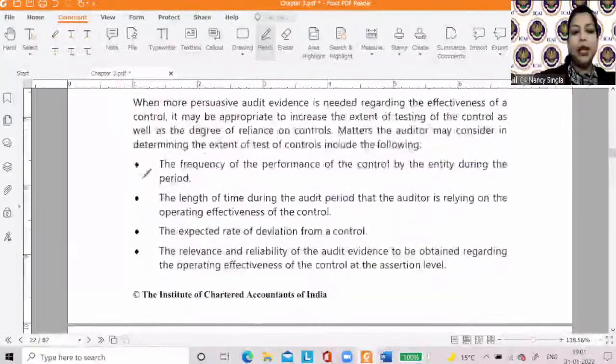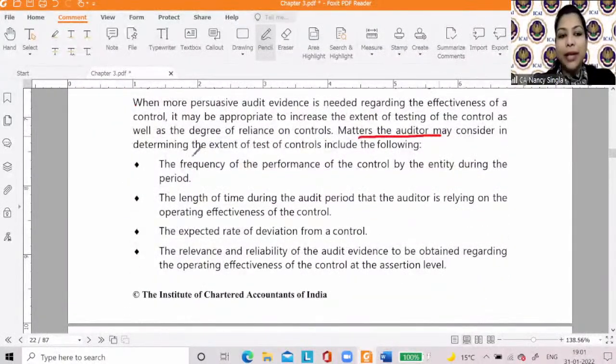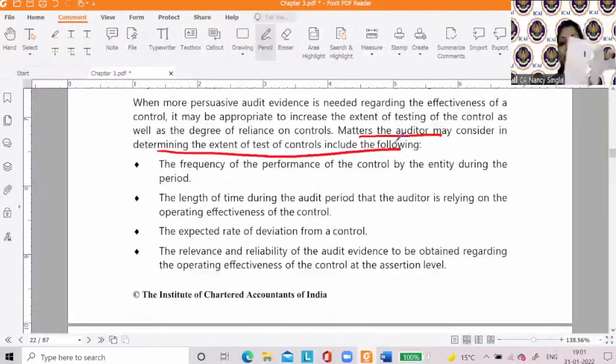Now, matters the auditor may consider in determining the extent of test of control. ठीक है, now we are testing the internal control. It might be possible that the auditor may decide as to what is the extent. The auditor will in fact have to decide what is the extent of testing of the internal control. It depends upon various factors. So let us see them one by one.